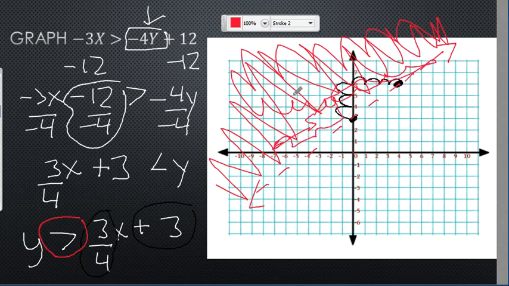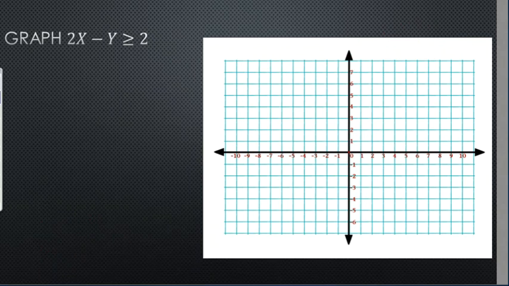Our line is dashed, so our solution area does not include points that are on this line, just points that are above the line. Now at this point, you should be able to try one of these on your own. So I want you to push pause, try this one on your own, and then come back to the video and see if you did it correctly.